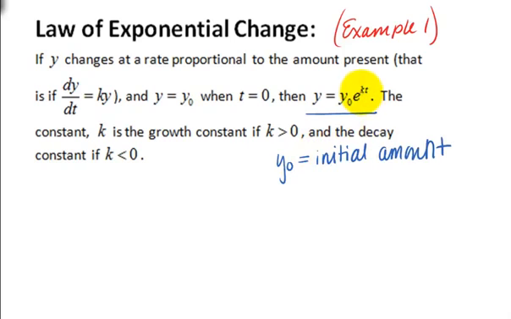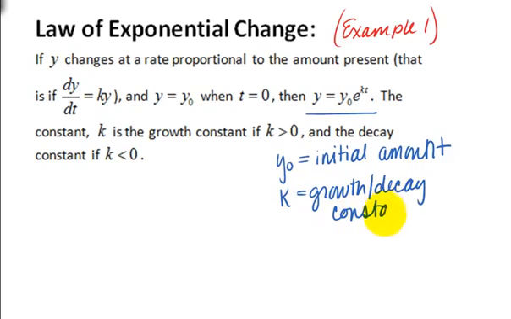K is your growth or decay constant depending on what you have. If K is greater than 0, it's going to be the growth constant, and if K is less than 0, it's going to be the decay constant. So let's just call it the growth decay constant. And then finally, T is the amount of time you have, and time could be measured in hours, in half hours, in half-lives. It just depends. So T is your time, amount of time.